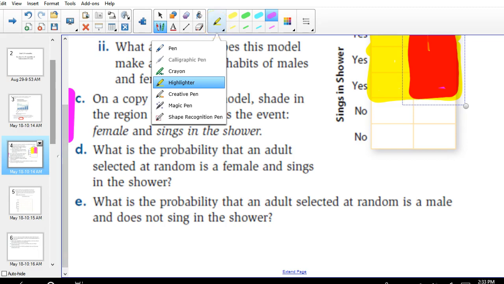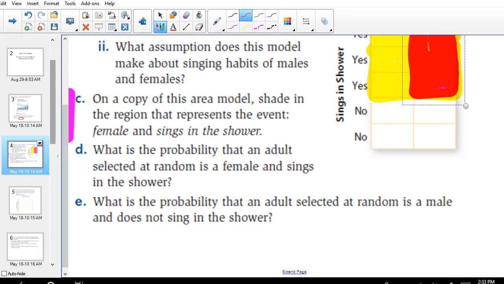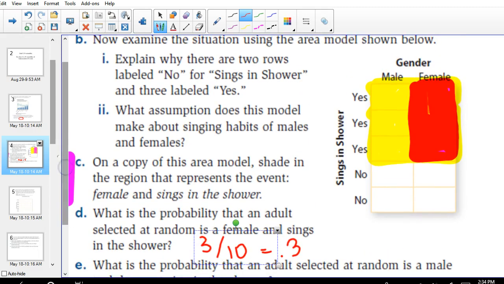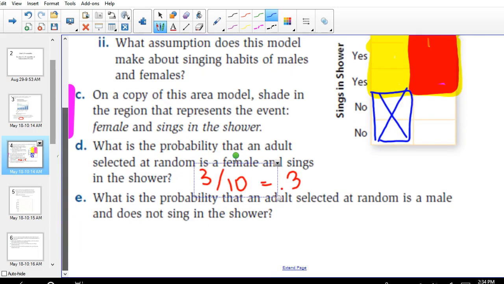In this case, we have 3 of those boxes highlighted, and there are 10 altogether. So 3 out of 10, or as a decimal, 0.3. We're also asked, what is the probability that an adult selected at random is male and does not sing in the shower? If we look here, male and does not sing in the shower, we're talking about these 2 boxes right here. So our probability is 2 out of 10, which is 0.2.